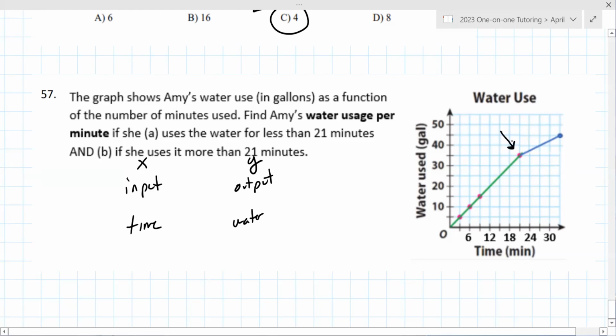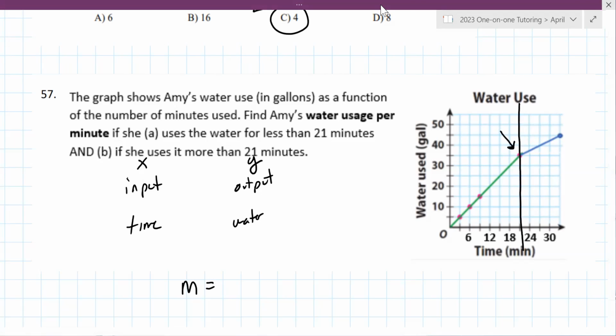How did you come up with that? What numbers are you using? I'm not saying you're wrong. I'm just asking you, how did you come up with that? It's 21, so 21 and 35. So after 21, just look before 21. That's all we care about for slope. 0.6 per minute. Okay. 0.6x, I think.